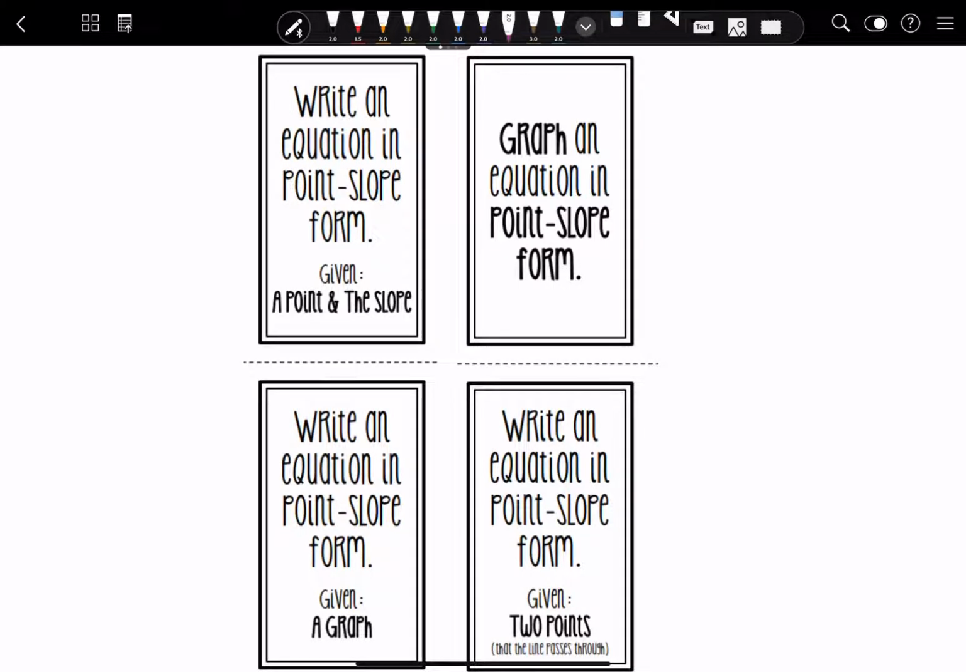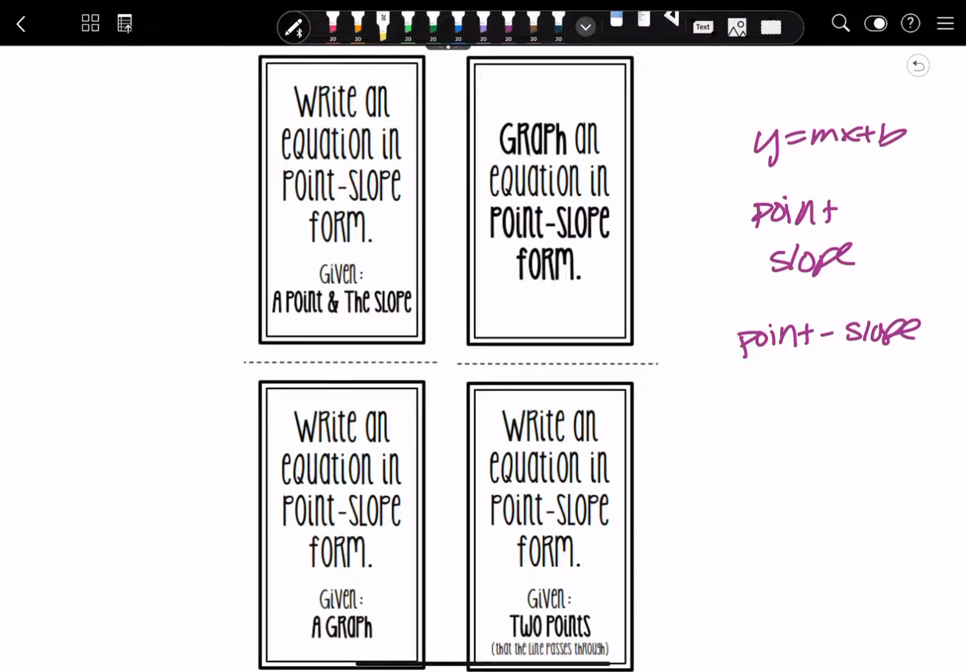Hey everybody, so we're going to be talking about point slope form. I know that we've had you do y equals mx plus b, where I've given you a point and a slope. Well, guess what? Somebody some time ago got so tired of doing all of that work that goes into it that they created the point slope form.